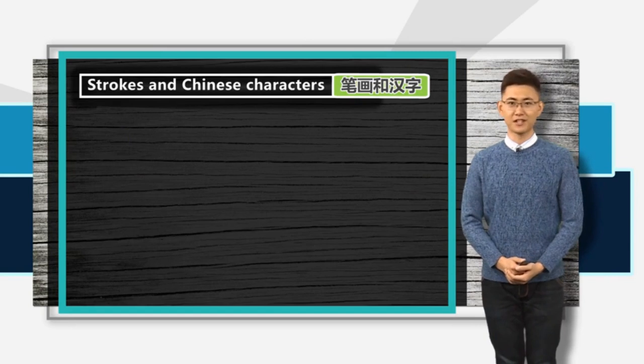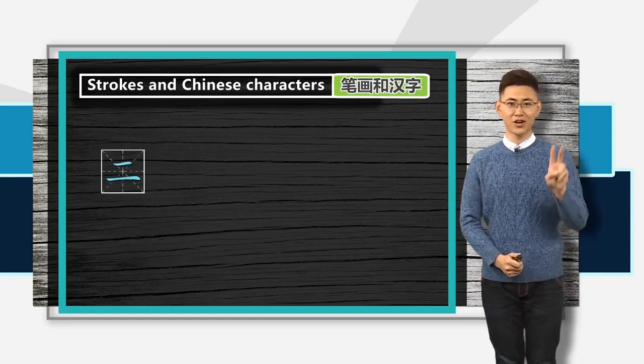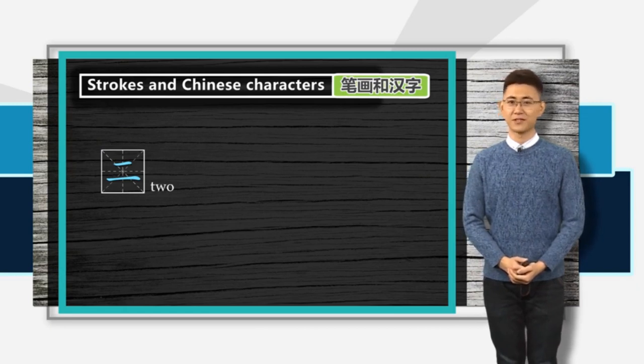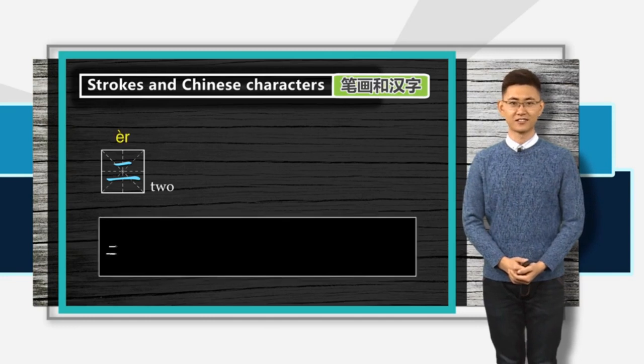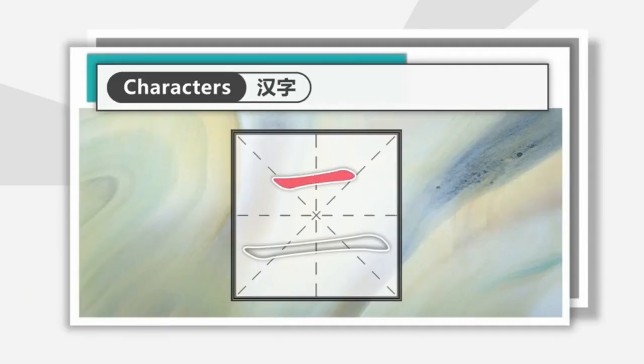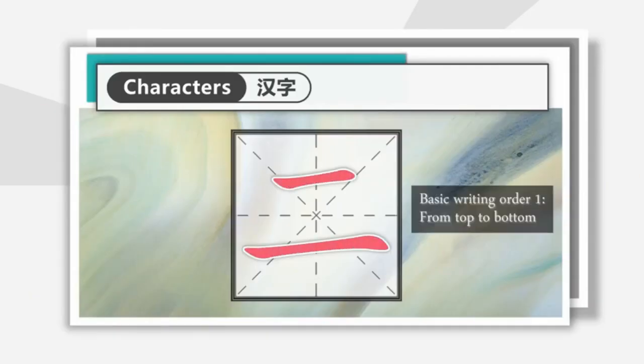1 horizontal means 1. And how about 2 horizontals? Yes, it means 2. The pronunciation is 二. 跟我读 二. Now, let's write it together. The basic writing order of Chinese characters is from top to bottom. In this character, the top horizontal is short, and the bottom one is long.